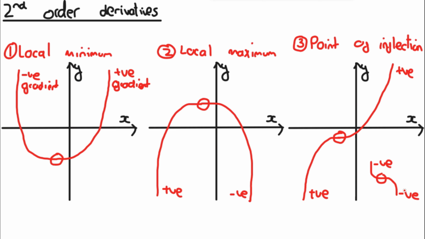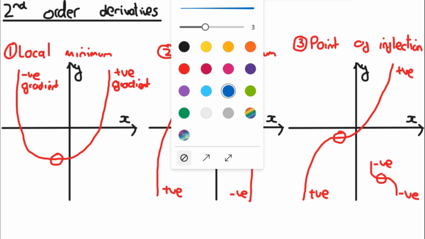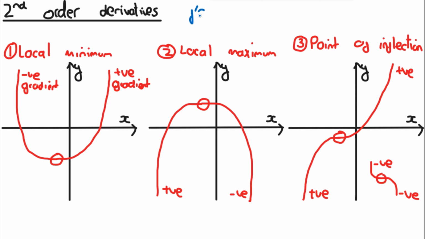Now you can see that these are all stationary points, because for all of them f dash of x is equal to 0. The gradient is 0 at all the points that are circled. The gradient is 0 here, the gradient is 0 here, and the gradient is 0 here. And they're all types of stationary points.